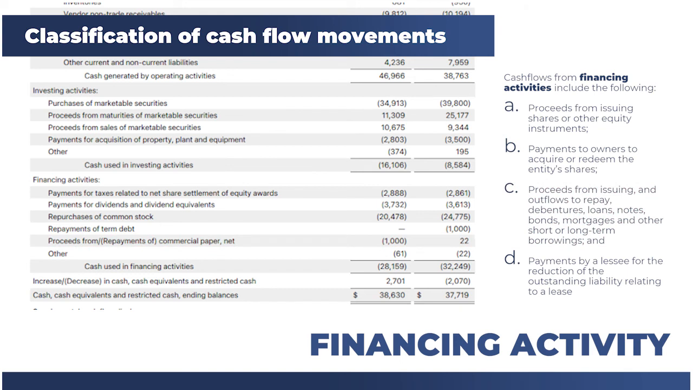This results to a net cash used in financing activities of $28.1 billion. This means that during the 3-month period of October, November, December of 2021, the total amount that Apple has paid for activities that are related to financing are $28.1 billion.